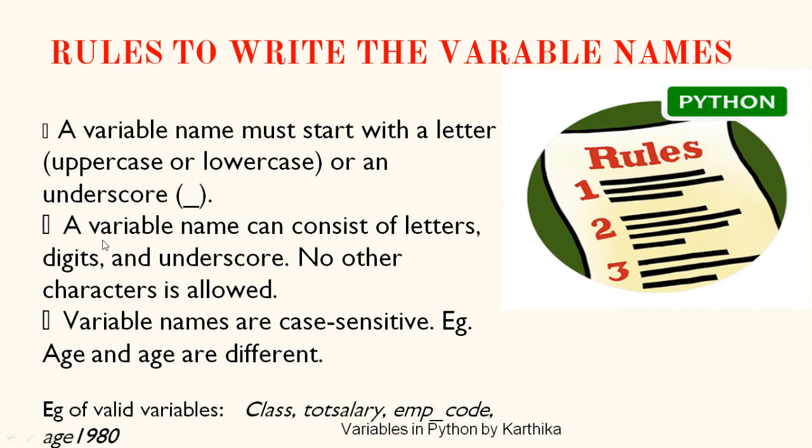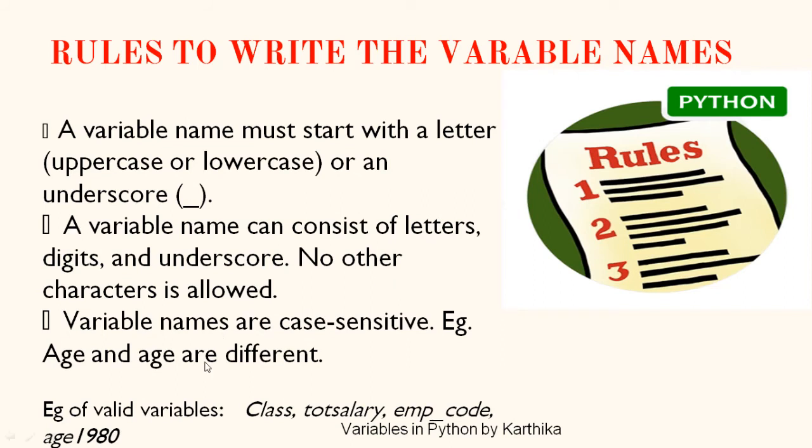Okay, the next rule is: a variable name can consist of letters, digits, and underscore. Important thing, no other character is allowed. So you can use letters, I mean alphabets, all A to Z, both capital letters and small letters, then digits, 0 to 9, and then underscore. So remember, the only symbol which is allowed in your identifier, I mean variable, is underscore. You cannot use any other symbol which is present on your keyboard in your variable name.